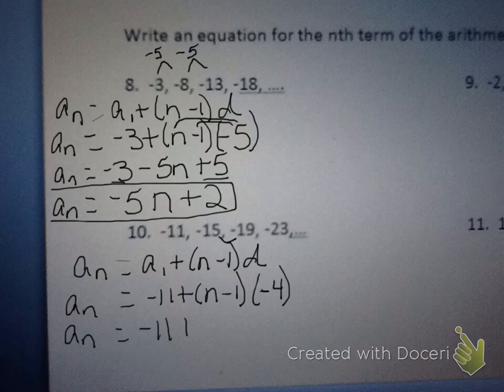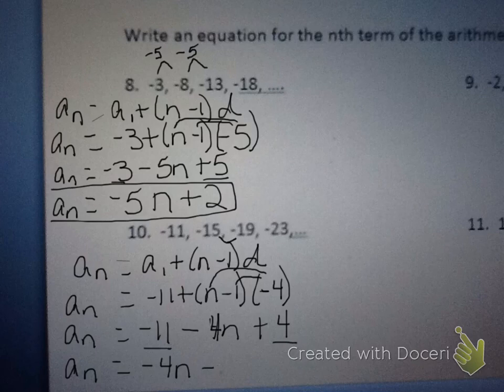Now we're going to do the distributive property. Negative 4 times n is a negative 4n. So I don't write plus a negative 4n. I could if I wanted to, but really and truly it's just minus 4n. And then negative 4 times a negative 1 is a positive 4. So combine like terms, that's negative 4n. Negative 11 plus 4 is a negative 6. Oh, excuse me, negative 7.